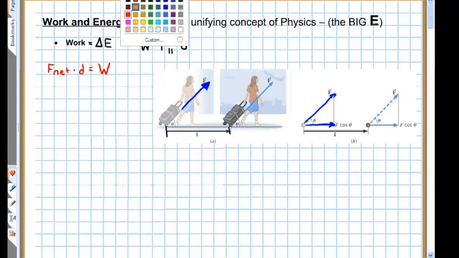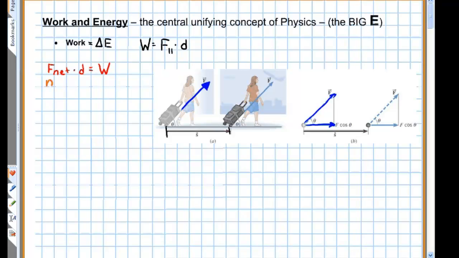And let's change up the color a little bit here. We know that net forces are equal to mass times acceleration. So I can throw that in with my D and say that work when done by a net force is equal to mass times acceleration times distance, or MAD. That's mad and crazy. Mostly mad. Okay, I'll stop being ridiculous. Moving forward, this is interesting.